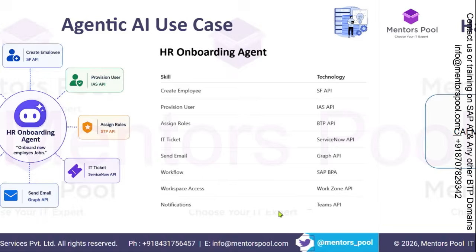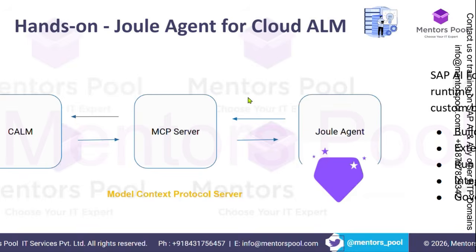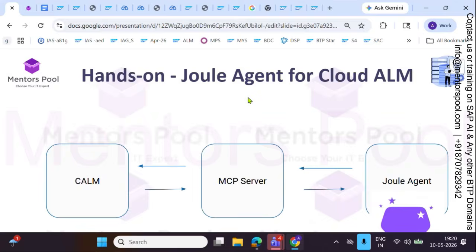So that's what we did in this hands-on, which Ram explained. I am creating an agent which can go to Cloud ALM and fetch a lot of information related to projects. And we explained how it looks. I hope it helps. Understood?